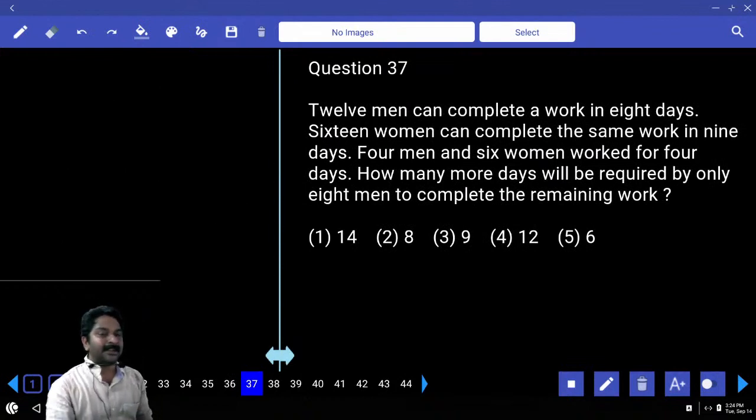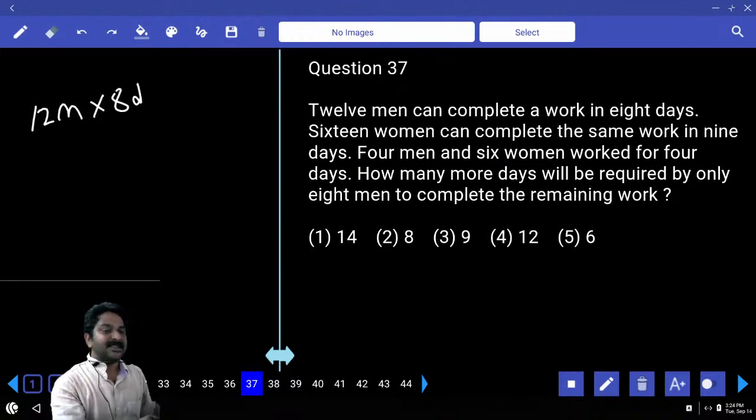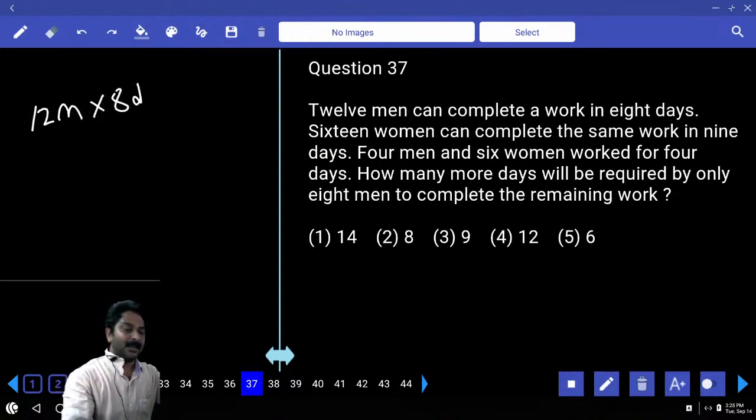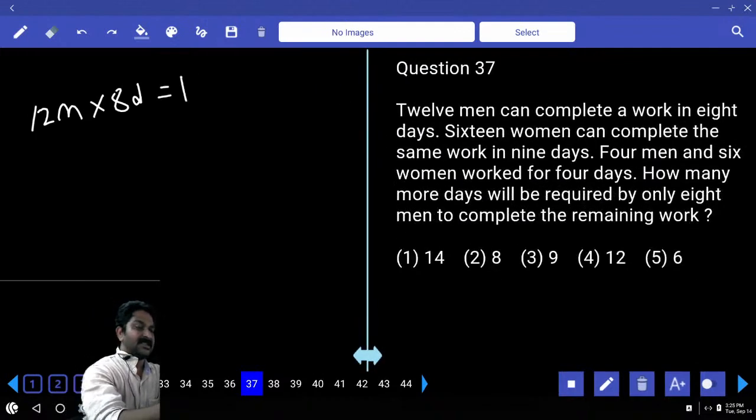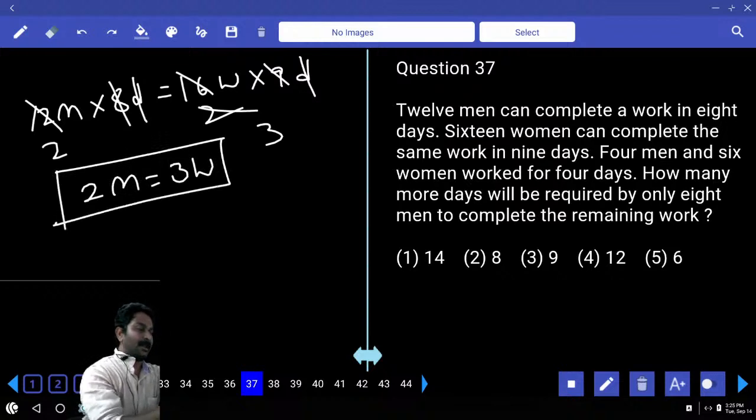12 men can complete a work in 8 days. Next, 16 women can do the work in 9 days. The common factors get cancelled: 8 is 2 times, 6 is 2 times, 6 is 3 times. That means 2 men's efficiency is equal to 3 women's efficiency.